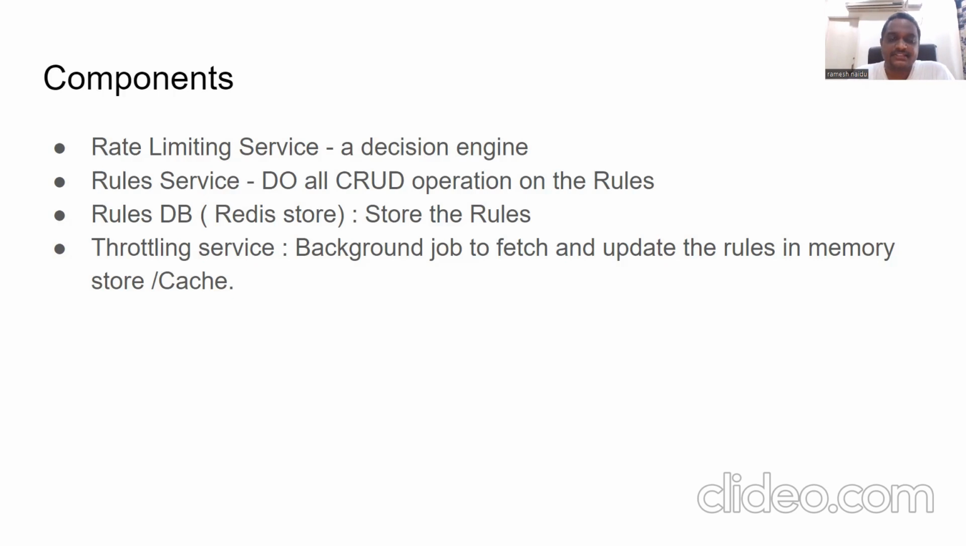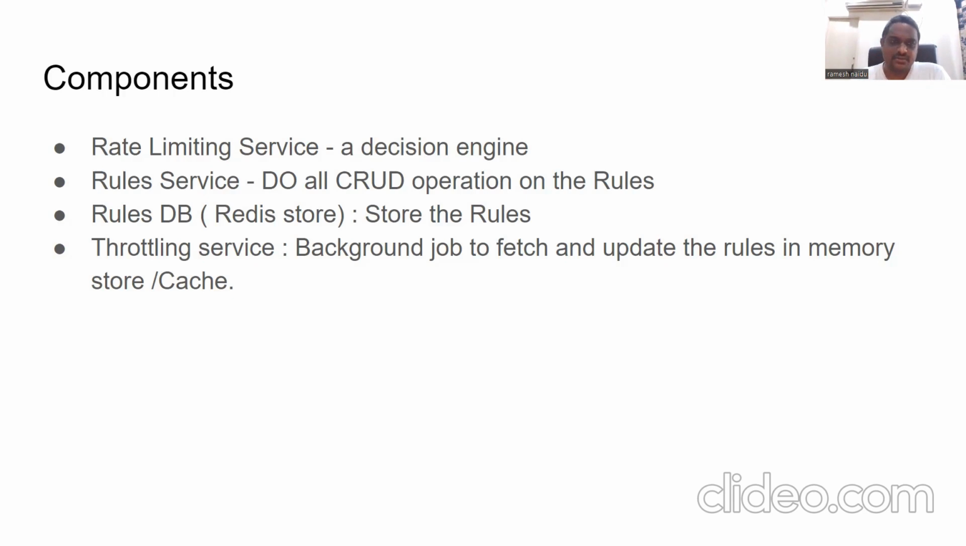The next is a rule service, basically to do all the CRUD operations on the rules: create, update, edit, delete. So whatever you want to do and store, primarily, as I told you, we store first in the cache and then we store in the DB. So we use this service to update and create new rules. If I want to set some new rule, I use this rule service to do all the CRUD operations.